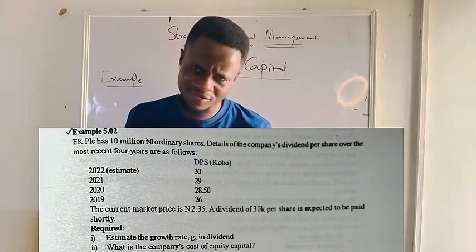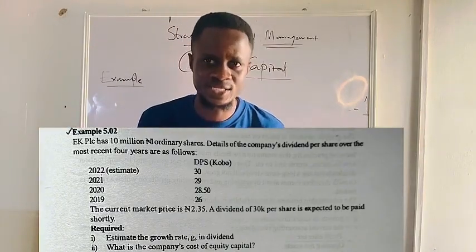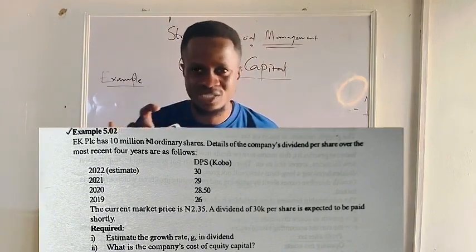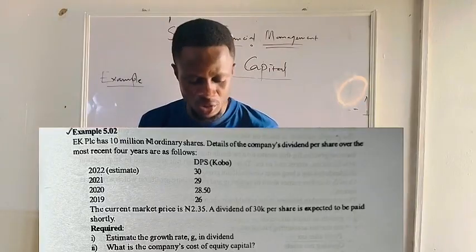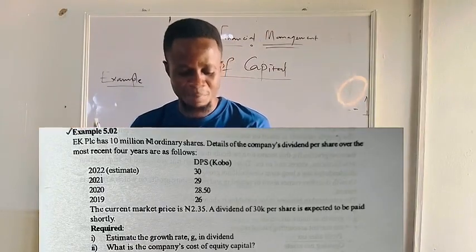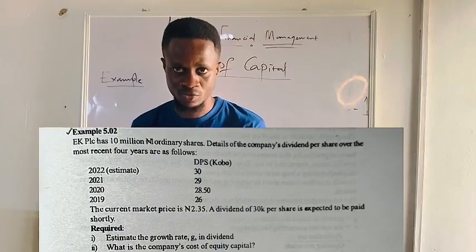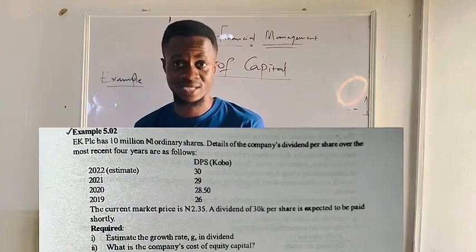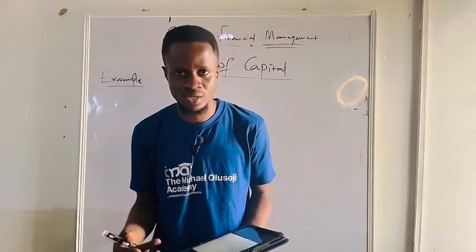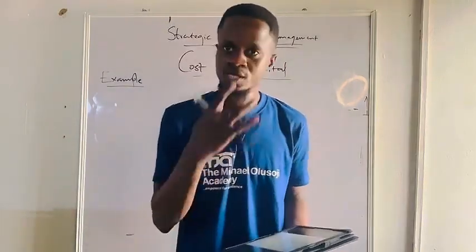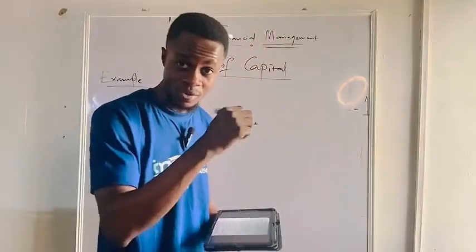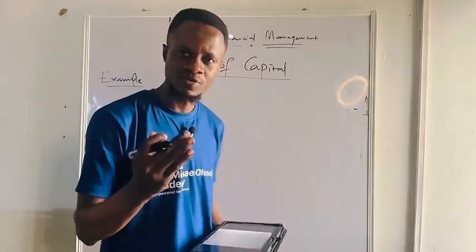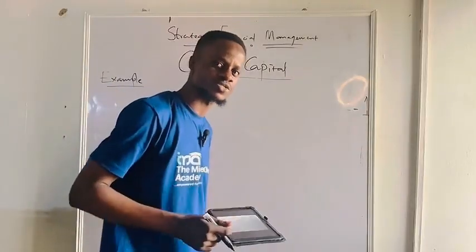Why? Because of the information. Don't forget, the question will always guide you. The information given will always guide you. So you should be smart enough to know how to use the information that you are given. So the information given now, we're given the history or the past dividend per share records from 2019 to 2022, right? Even though 2022 is an estimate, right? So it is historical method we're going to use. So don't forget, the next thing for you to do when you are writing is to state your formula. Write your formula and let your formula guide you. Let's go right into the class.